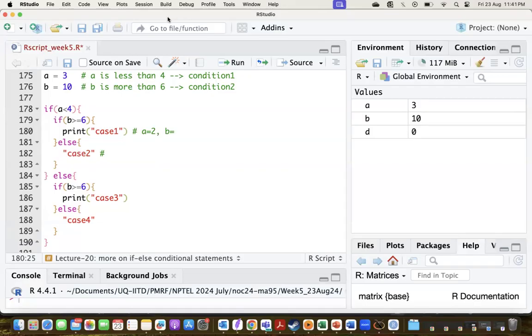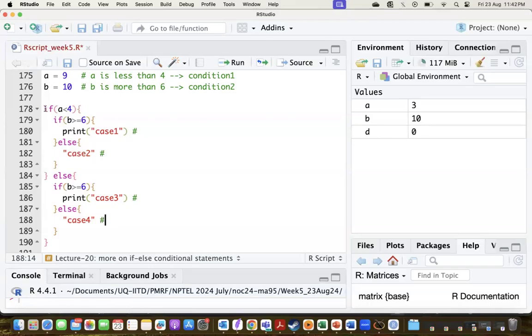Does this make sense? Yes, ma'am. Okay. Now, one more example. If instead I had 9 here, if A was 9 and B was 10, which case would get printed? There are 4 options for you. Which case gets printed? Case 4? No. Are you sure? Ma'am, case 3. Case 3. Yes.